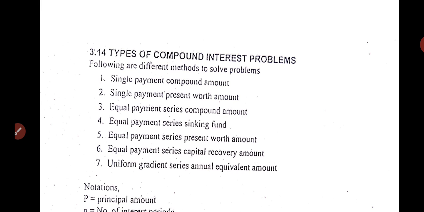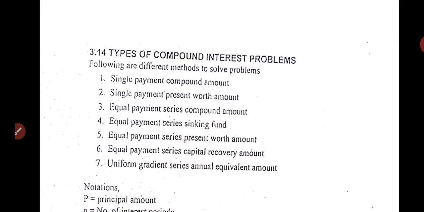Now in the second case, single payment present worth method, single payment present worth amount. Now here it is the opposite of this. In the first, what we said, I am investing 1 lakh rupees for 5 years at 8% interest. So how much I am going to get after 5 years? Now this is exactly the opposite.